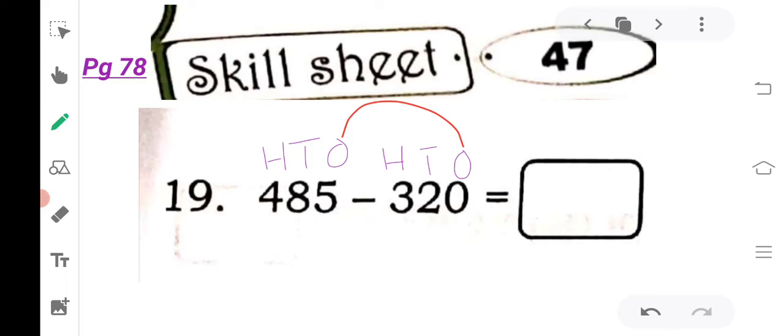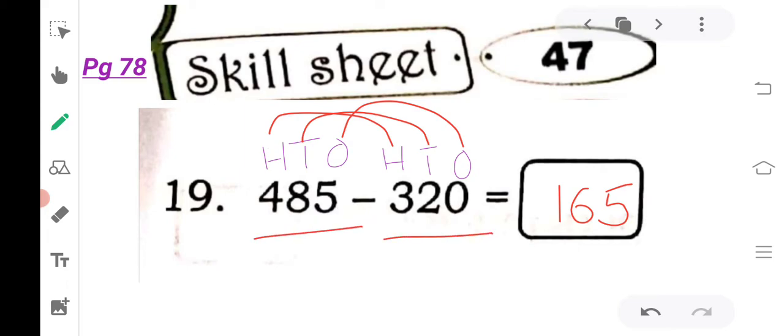So 5 minus 0. When we subtract 0 out of 5, we will always get the same number. You know the property of subtraction. We will write 5 here. Next is the tens place. Which numbers? Here is 8 and here is 2. So you will subtract 2 out of 8. When we subtract 2 out of 8, we get 6. And the last numbers at the hundreds place are 4 and 3. When we subtract 3 out of 4, we will get 1. So what was the number? See, we subtracted 320 out of 485. We got 165. So this is your number, 165.